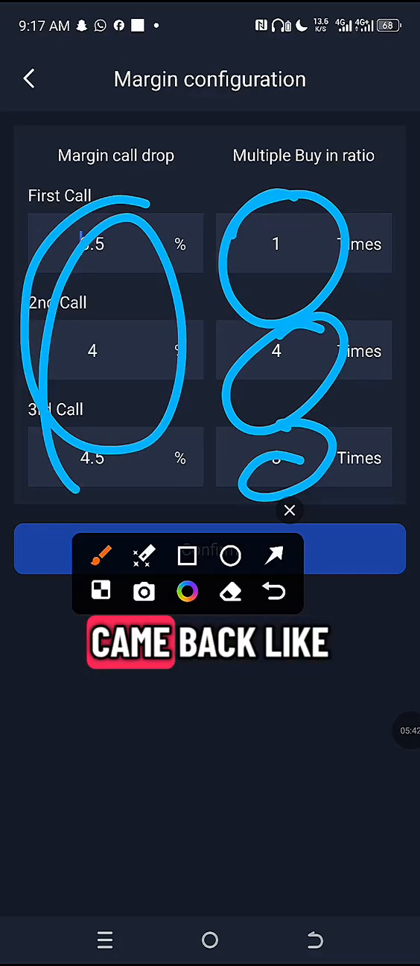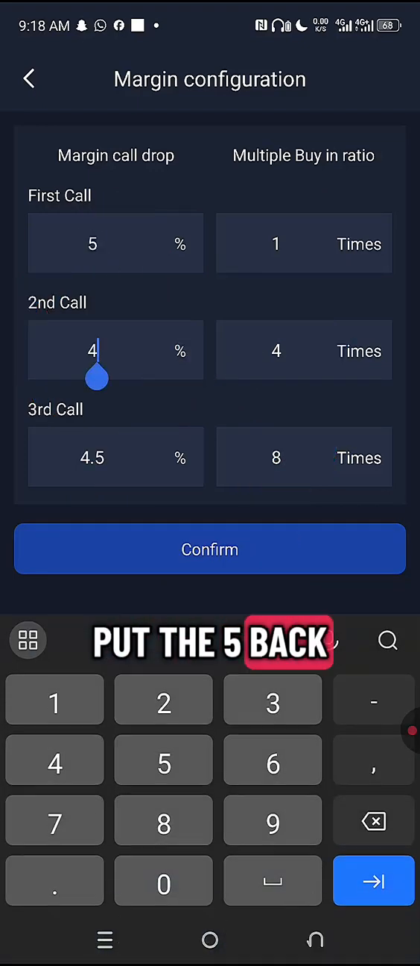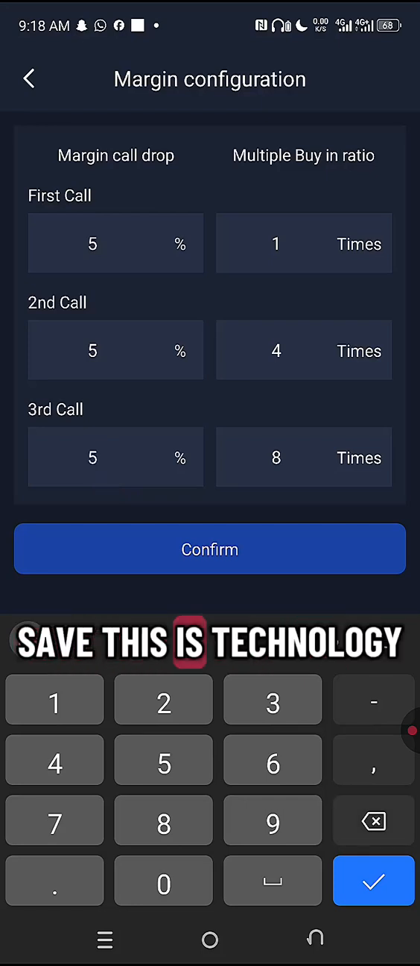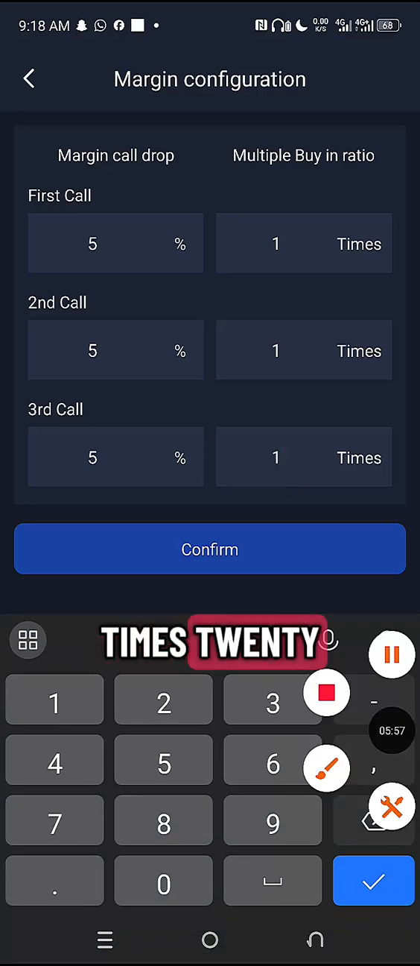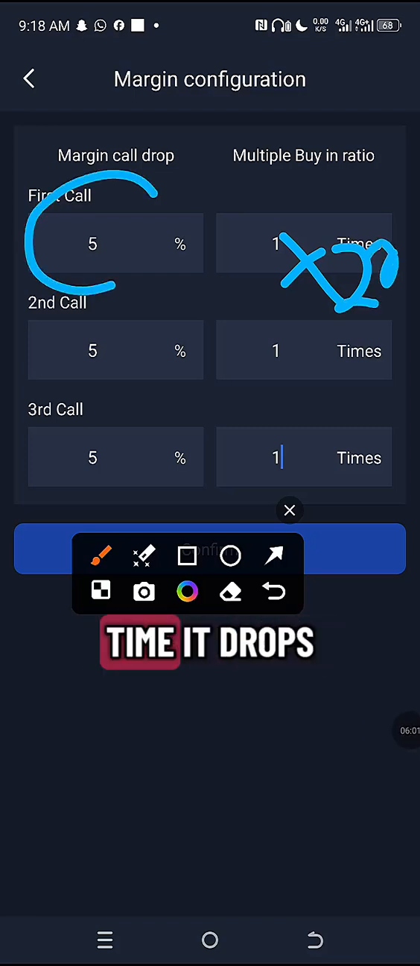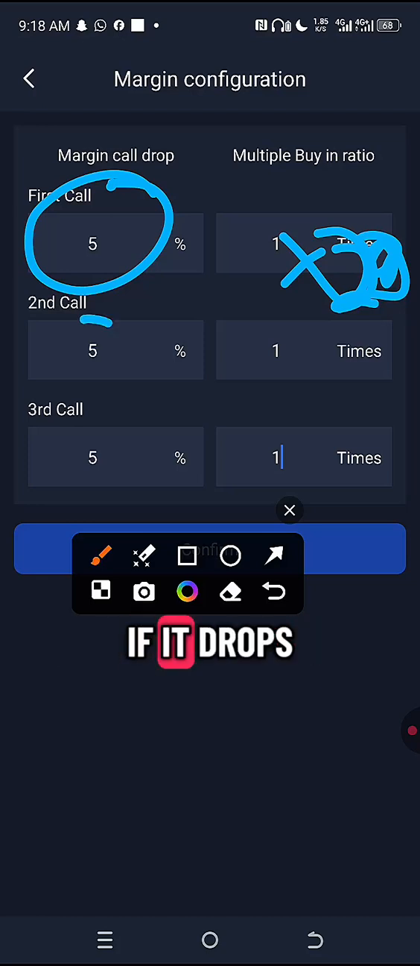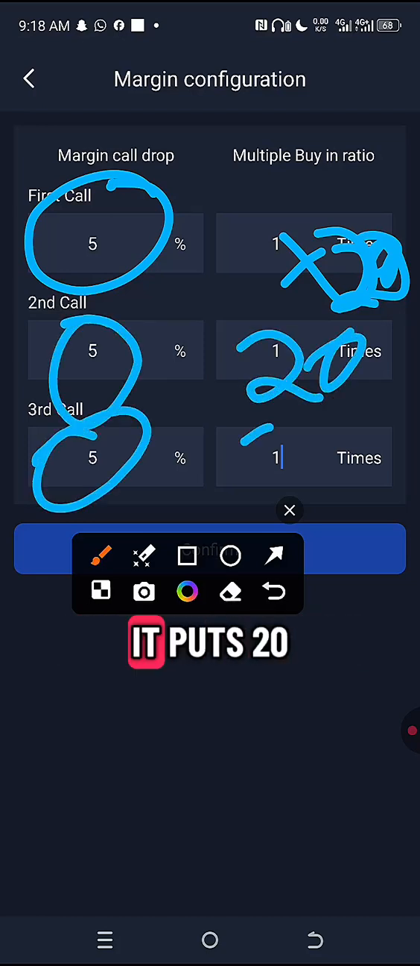This one, they came back like this because we hadn't saved. So we shall put the 5 back. Yeah, it only saves when you save. If you don't save, this is technology, it doesn't save. So me, I'll put 1 here because I want my coin to buy 1 times 20 each time it drops. So every time it drops by 5%, my robot will put $20. If it drops again by 5%, it puts another 20.